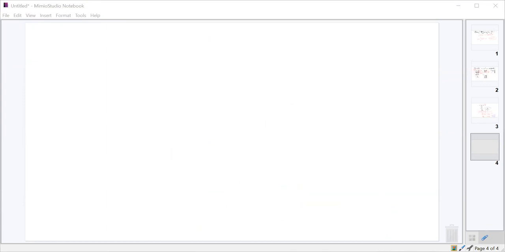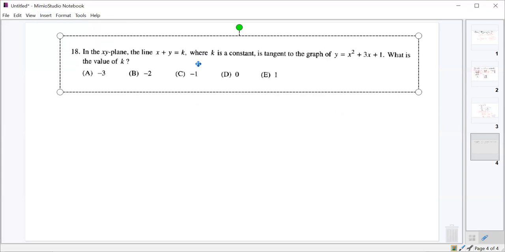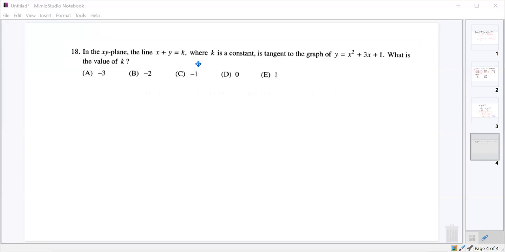All right. Next one somebody was asking about was 18. So 18, we got the line x plus y equals k. K is a constant, and this line is tangent to the graph of y equals x squared plus 3x plus 1. We want to find the value of k. So this line is y equals negative x plus k, if we were to write it into slope-intercept form. And it's tangent to this graph here.